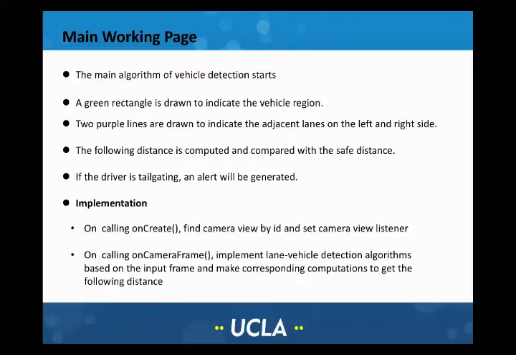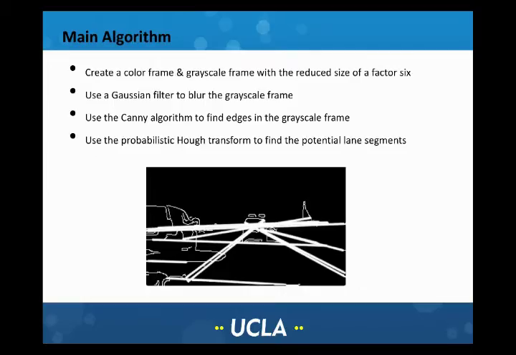This implementation is based on two procedures. First, by calling onCreate, we can find the camera view by ID and set the camera view listener. Then, on calling onCameraFrame, we implement the lane and vehicle detection algorithms based on the input frame and also make the corresponding computations to get the following distance.